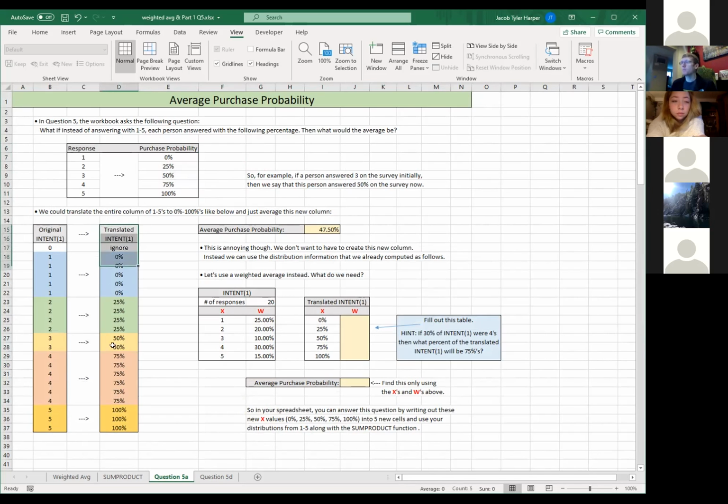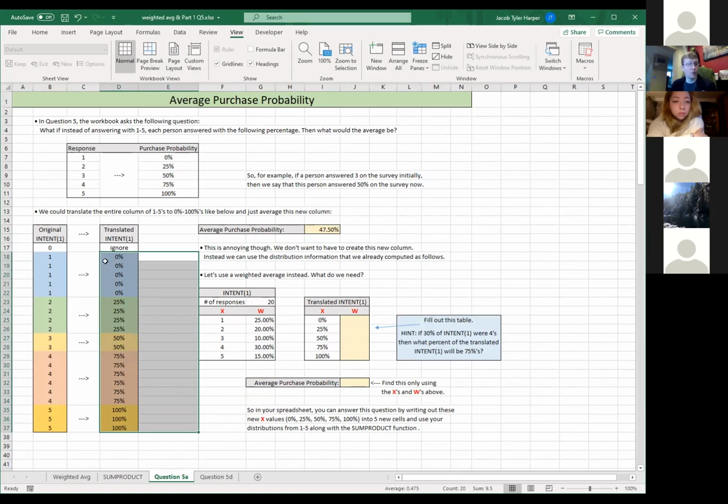Well, we could build the raw data. What I mean by that is we could take every single 1 and replace it with a 0. We could take every single 2, replace it with a 25, and write down what all the survey responses would have been if they used these numbers instead. And then it's really easy. I just average all these numbers, and that would be my average purchase probability, because now I'm averaging purchase probabilities, not 1 through 5s. And so that's what they're asking us to do in this question. What is the average of this set of data?